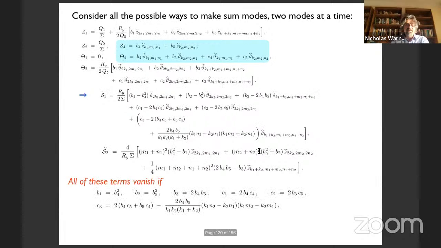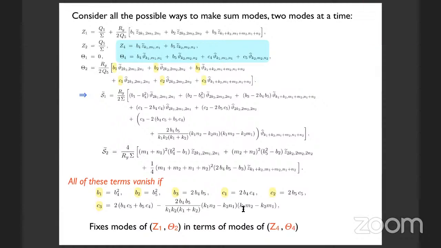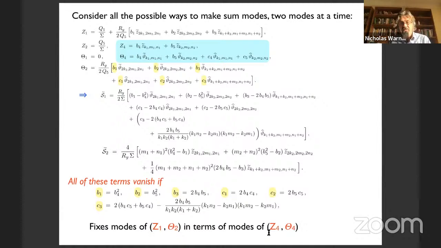And you realize that every one of these terms can be made to vanish if you impose these constraints. It seems very artificial. Well, I'm going to say a lot more about it in a minute. But the important point I've highlighted is that B4, B5, C4, and C5 are freely choosable. They are the parts of Z4 and theta 4. And then all these other B's are the Fourier coefficients inside theta 2 and as a result Z1, and they are constrained entirely in terms of those of Z4 and theta 4.